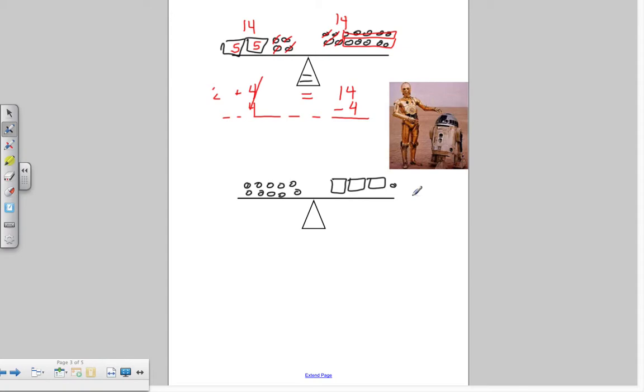Okay, so now if I'm going to start canceling things out, I'm first going to say, all right, in order to get my money bags by themselves so I can see what's going on, I'm going to cross out 1 coin on both sides, which leaves me 3 bags on this side and 9 coins on this side. Then I'm going to split this into 3 equal groups.